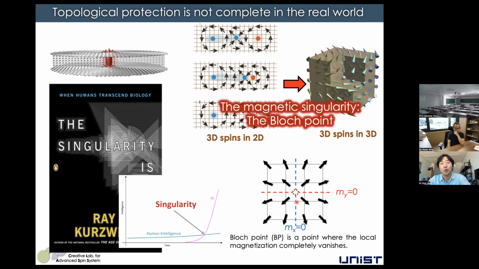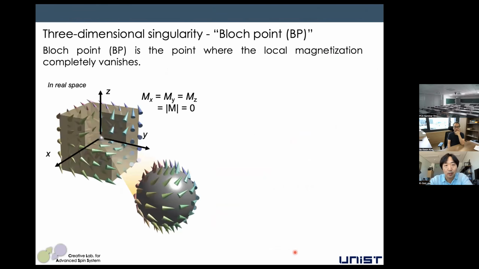Okay, so now we know about the Bloch point, and it has very unique surrounding spin configurations. Again, the Bloch point is a virtual point. There is no magnetic moment, but it shows a very dramatic spin configuration change around this Bloch point. So you can clearly see a dramatic change of the spin configurations around the Bloch point, and you can figure out the location of the Bloch point by using this simple method in the system.